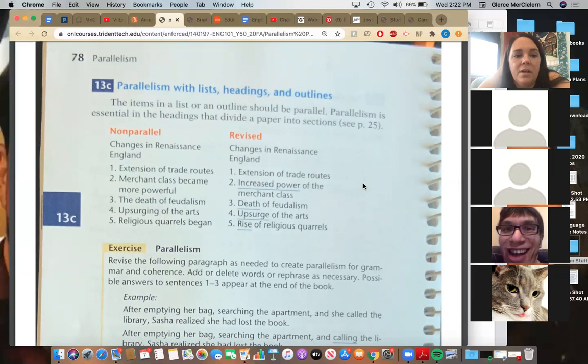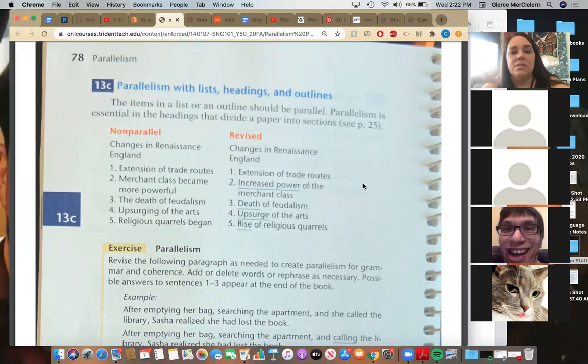If it's non-parallel, you see here that we've got extension of trade routes, merchant class became more powerful. Already it's weird because in the first one, it's just a noun, the extension of trade routes. And then the second one is a whole sentence, merchant class became more powerful. You need to stick with one or the other.